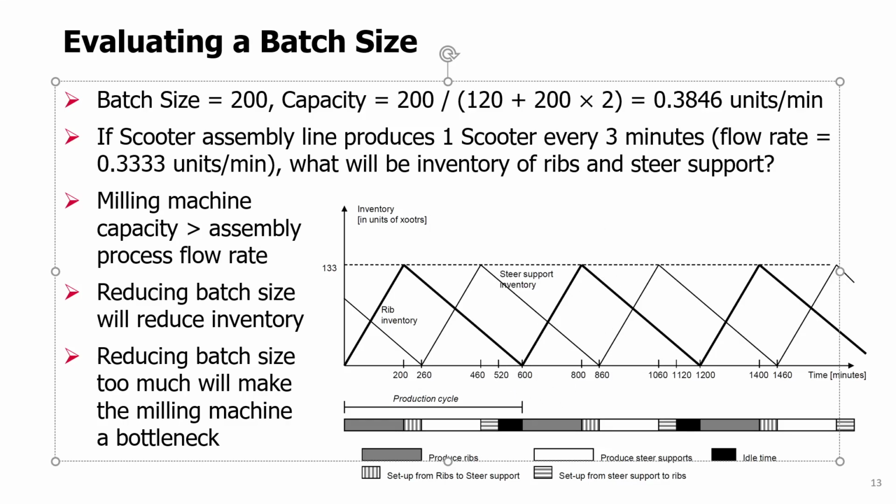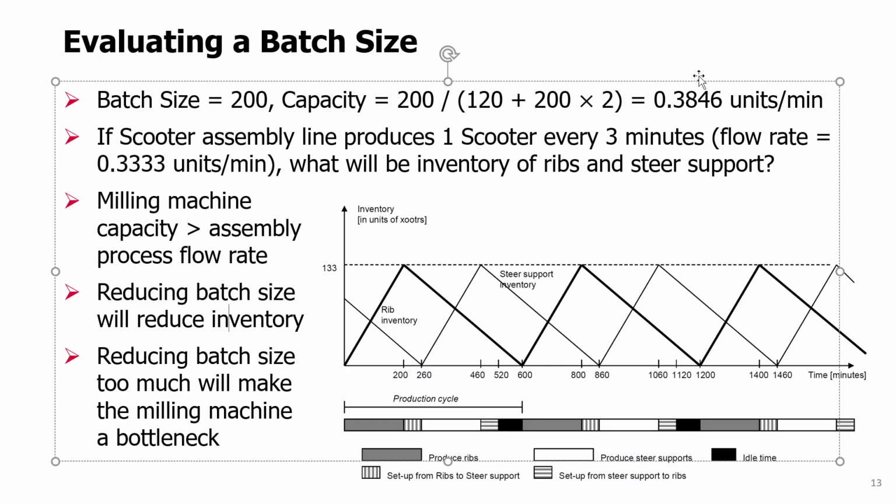Why is this 80 minutes necessary? Well, because there is a mismatch. The capacity of the milling machine is higher than the flow rate, the rate at which the assembly line consumes the parts. So due to this mismatch, there is some idle time, 80 minutes every 600 minutes. So we actually could reduce the batch size, because then this inventory would be smaller. And we said avoiding large inventory is a good idea for many reasons.